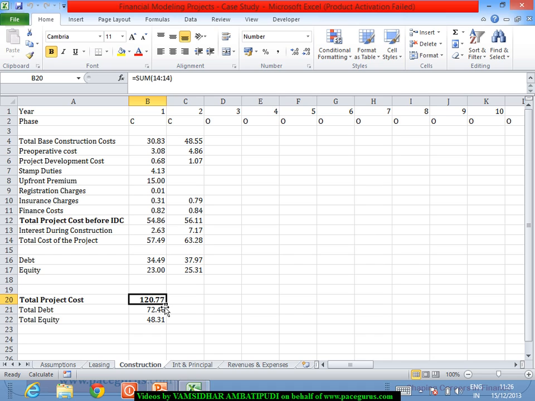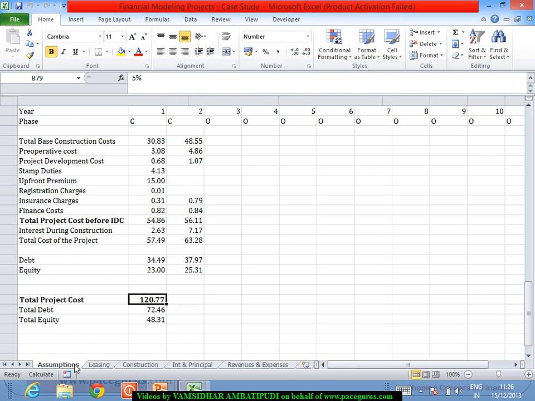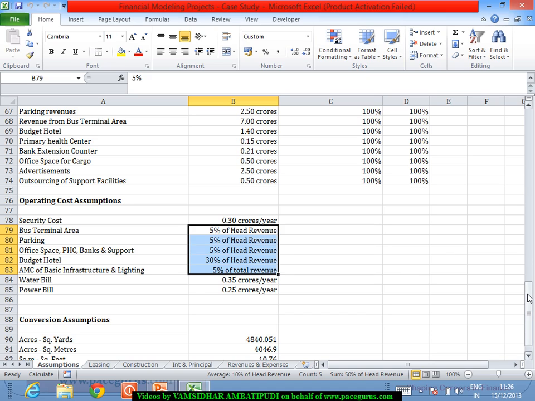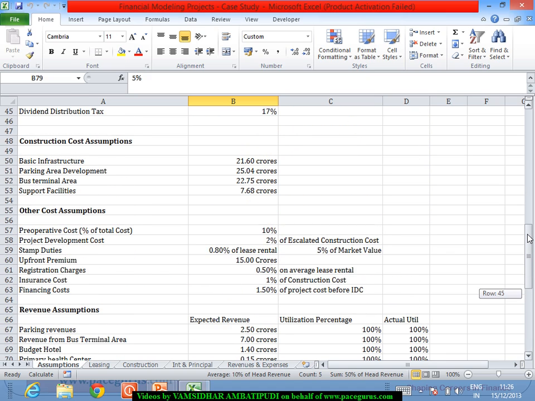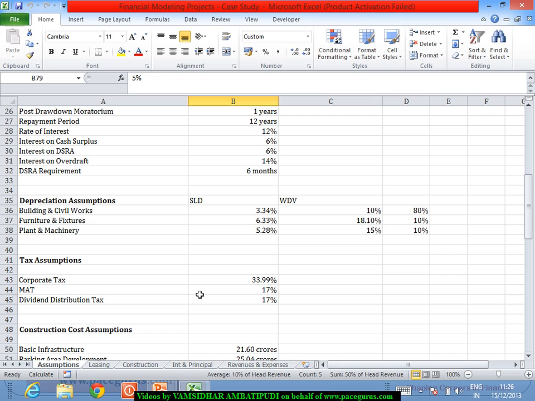Let's say I am allocating it over the remaining 31 years of the project, based on some basis. And what is the basis? If I go down, we have made a few assumptions regarding our assets.